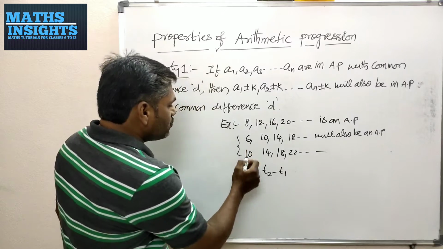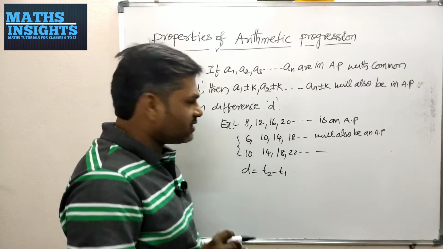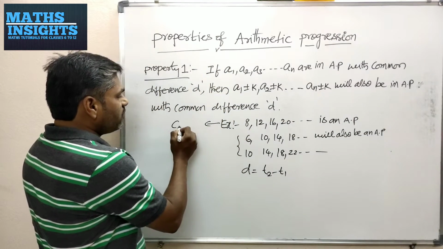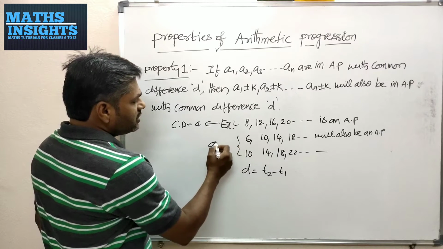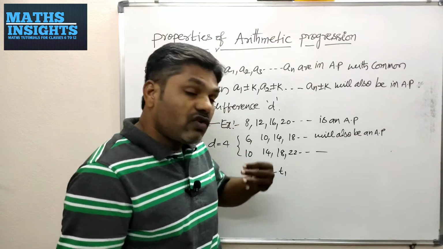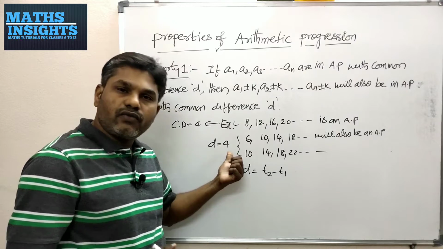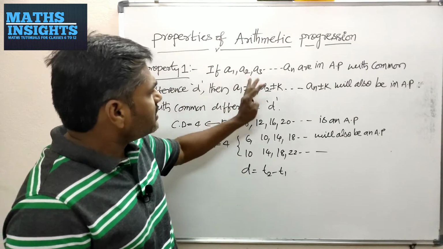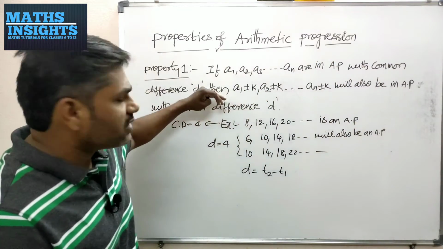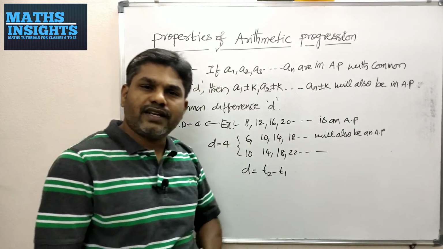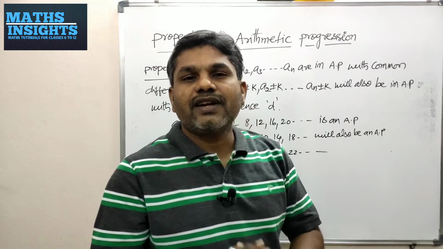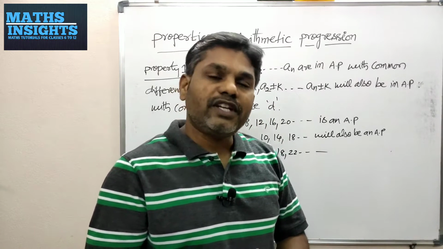So these two have the same common difference as the original arithmetic progression. In this case, the common difference is 4. So in these two cases, formed after adding or subtracting the constant, it will also be 4. This property says that if any numbers are in AP with the common difference D, then if you add or subtract any constant, the result will also form an AP with the same common difference D as the original arithmetic progression.